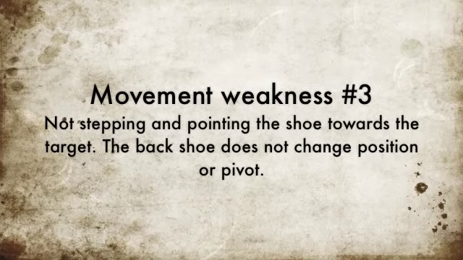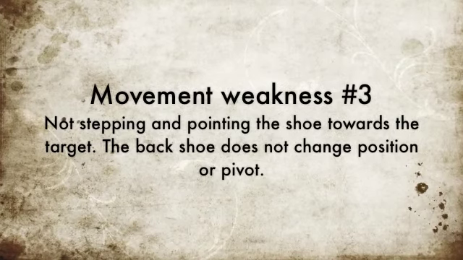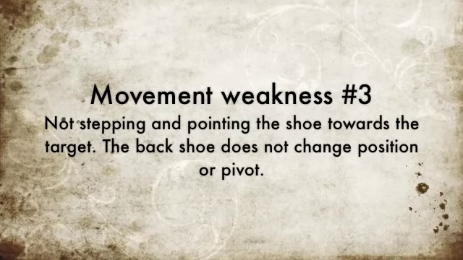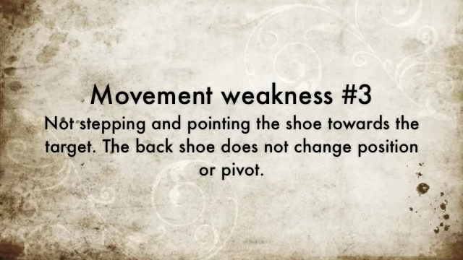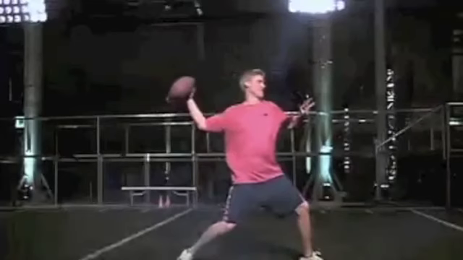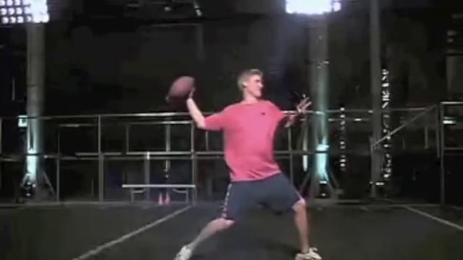For movement weakness number 3, the beginner is not stepping and pointing the shoe towards the target. The back shoe does not change position or pivot. These factors decrease the accuracy and power of the throw. Compared to the beginner, the expert's shoe is pointing towards the target, which aligns his body and creates a more accurate throw.